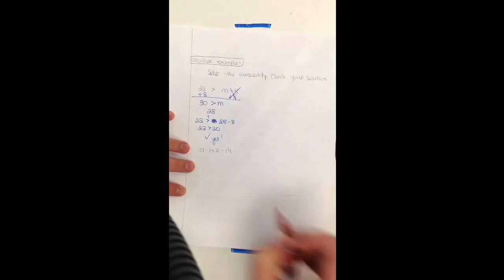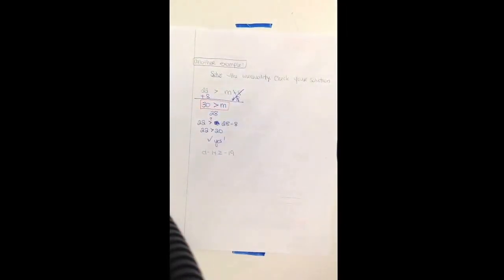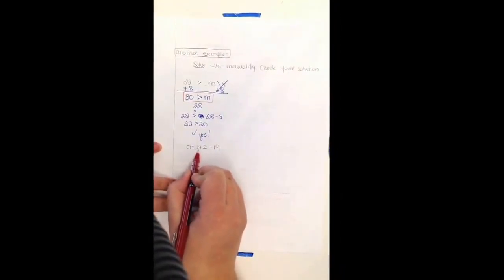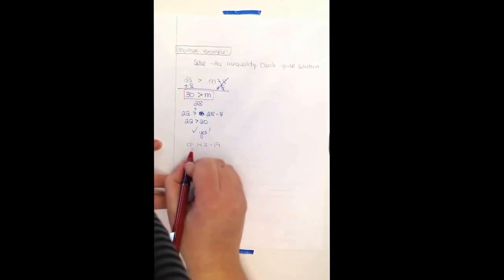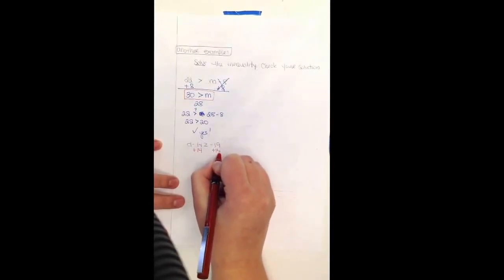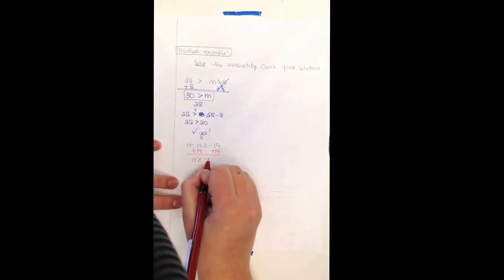Again, on your homework, this is what I would grade. Okay, so let's check the next one. Same thing here. I have d minus 14 is greater than or equal to negative 19. To undo the subtraction of 14, I'm going to add it to both sides. And I get d is greater than or equal to negative 5.